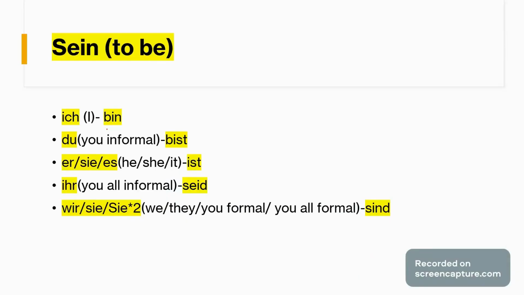So ich, the conjugation is bin. Now du, it is bist. Er sie es is ist. Ihr is seid, and wir is sind. It won't be sein. Nope, that is wrong. So let's go through the conjugation once more. Ich bin, du bist, er sie es ist, ihr seid, wir sie sind.